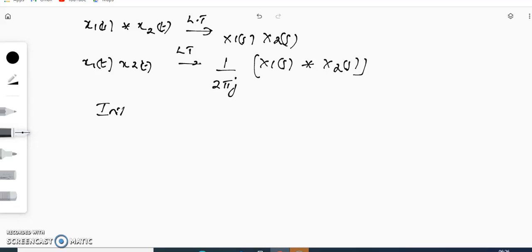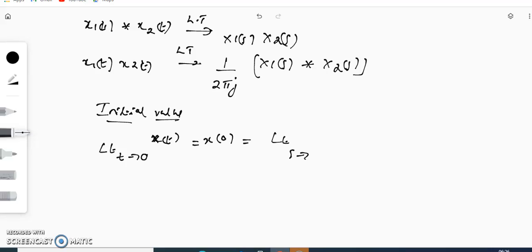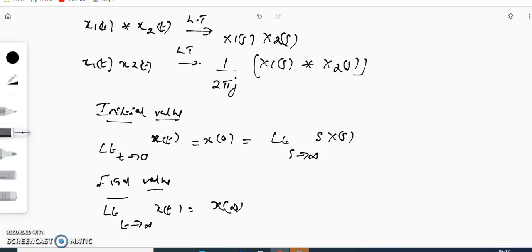Then there are two properties called the initial value theorem and the final value theorem. The initial value is limit t tending to 0 of x of t, which you call x of 0. It is equal to limit s tending to infinity of s into X of s. And the final value means the last value, that is limit t tending to infinity of x of t, or x of infinity, isn't it? That is equal to limit s tending to 0 of s into X of s.